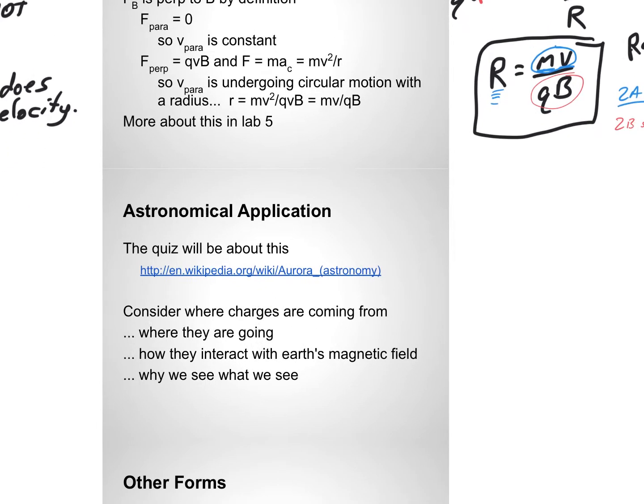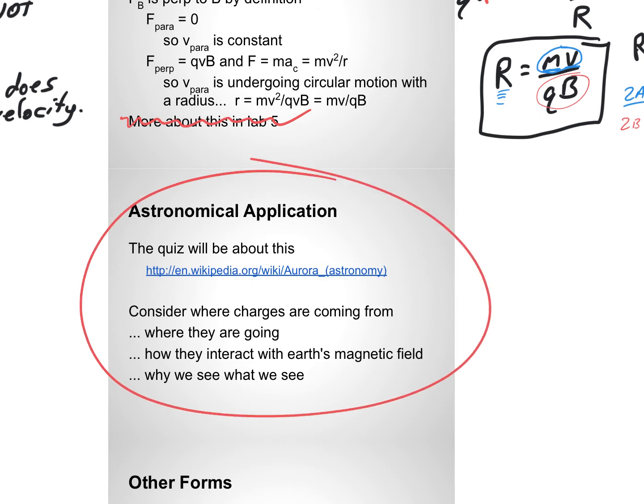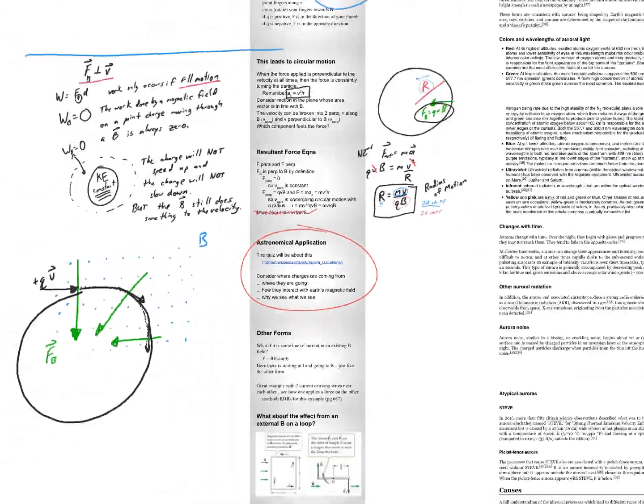Right. There's an astronomical application of this. The astronomical application is the aurora borealis, and it's actually not even limited to the aurora borealis. It's also the aurora australis, the Jovian auroras, the Saturn's auroras, anywhere where you have charged particles moving and being deflected by a magnetic field. That's the application.